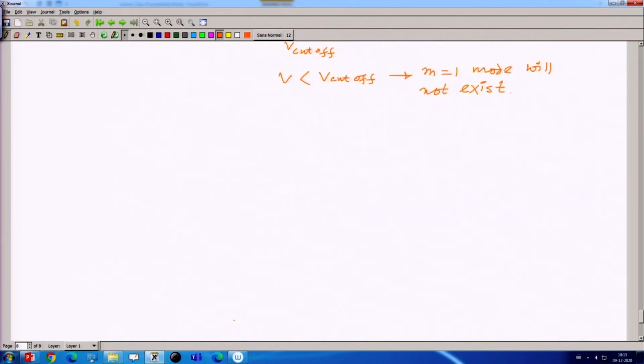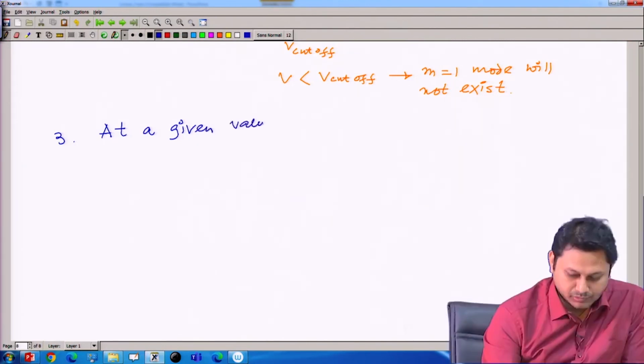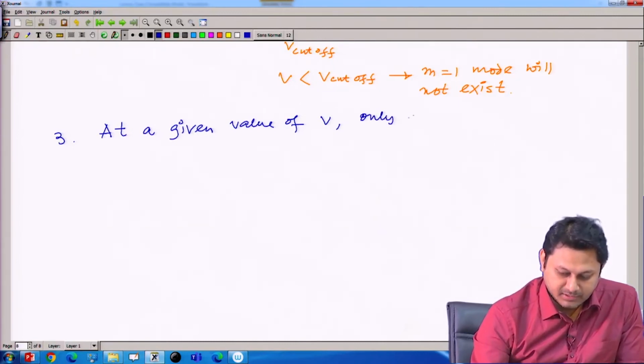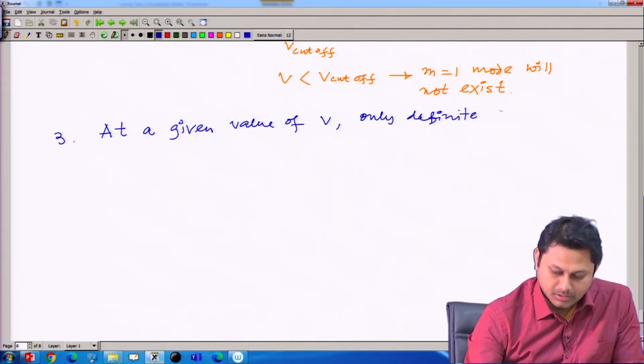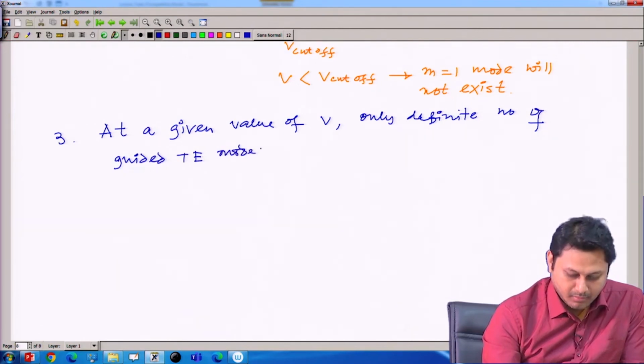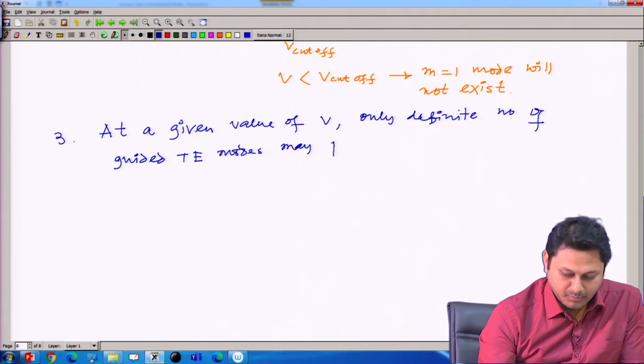Then quickly, the third point: at a given value of V, only a definite number of guided TE modes may propagate.